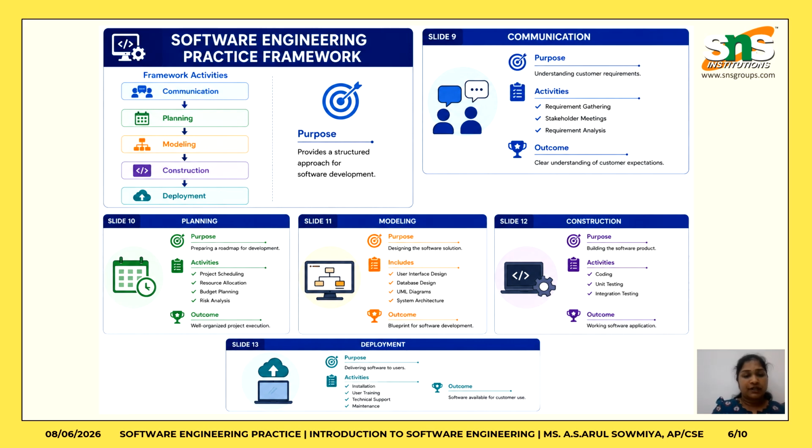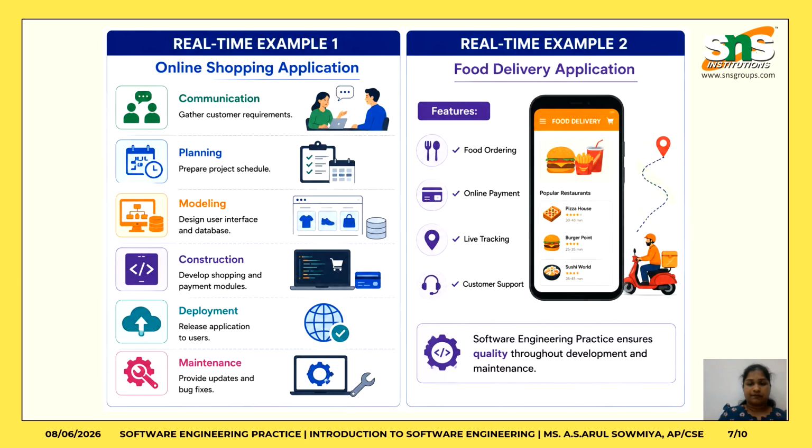The next one is the software engineering practice framework. The framework activities are listed here. The first one is communication, second is planning, third is modeling, fourth is construction, and fifth is deployment. The purpose of this is to provide a structured approach for software development. In communication, we understand customer requirements. In planning, we prepare a roadmap for development. In modeling, construction, and deployment, we build the software product.